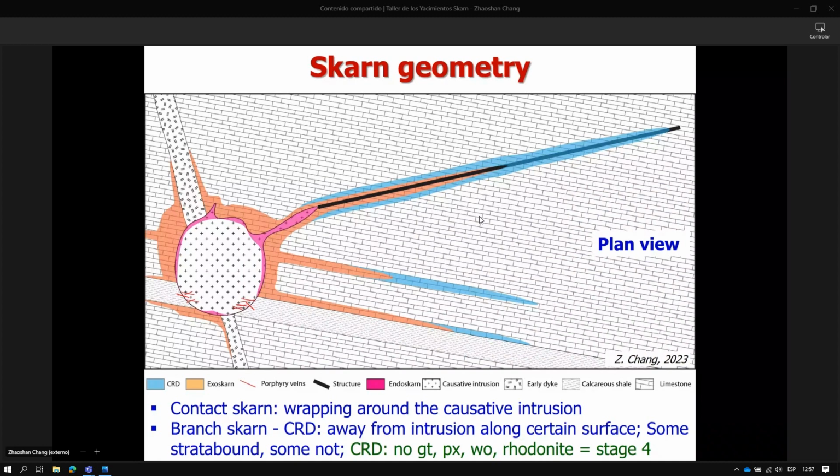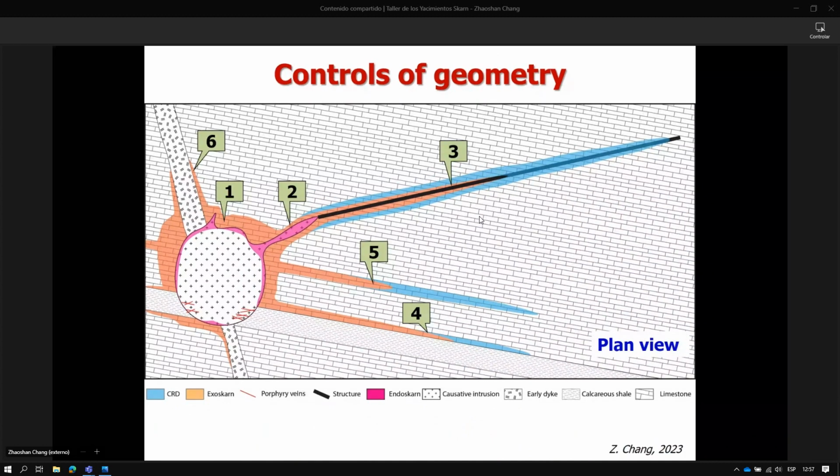Okay, and then we have different controls. What's controlling the position of the skarn and the geometry? We have number 1, number 2, number 3, number 4, number 5, number 6. There are 6 controls of the skarn. Number 1 is wrapping around the intrusion, and the position of the intrusion is the control for number 1. At this time, the structure is not important.